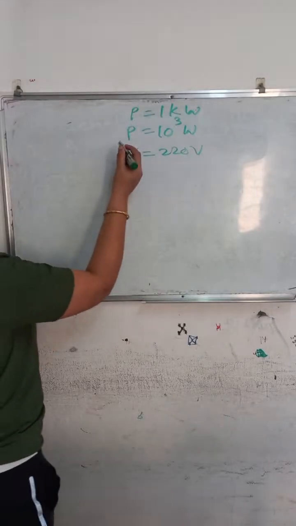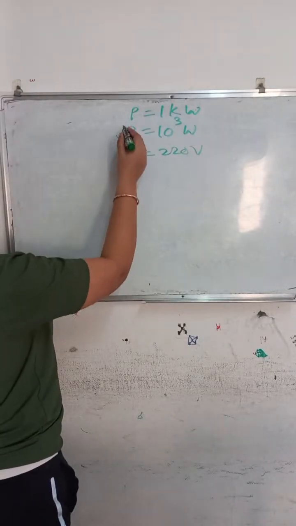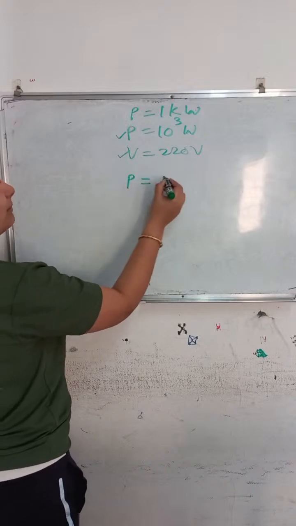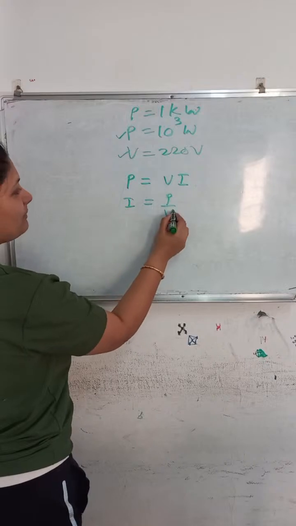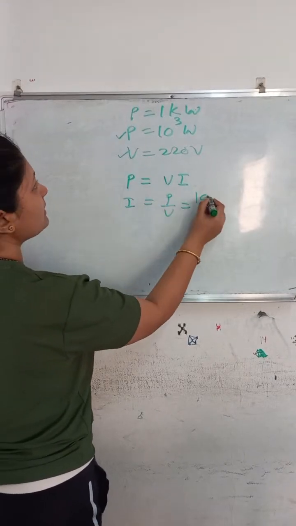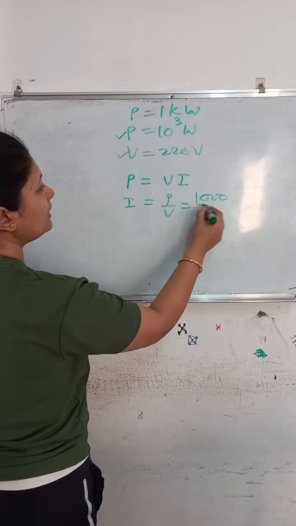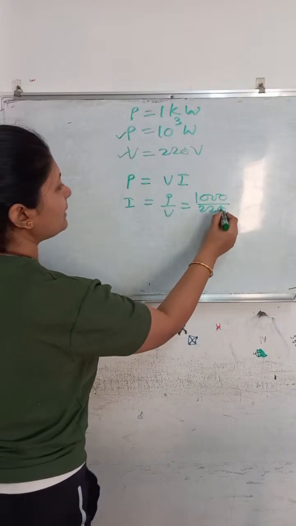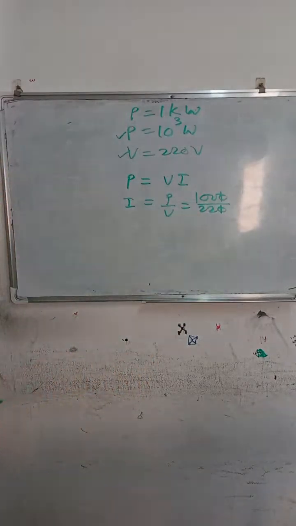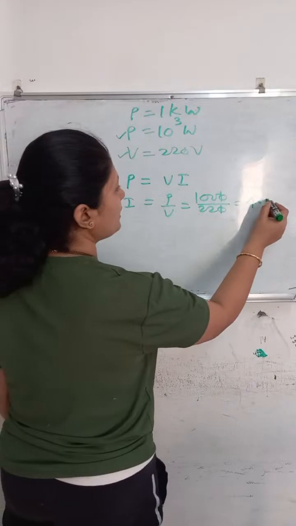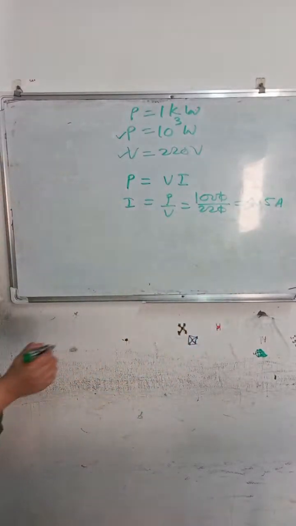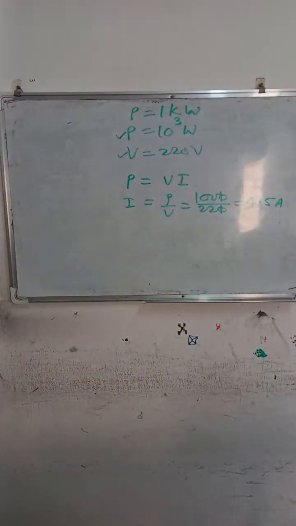So here we know that P is equal to V into I. So I is nothing but P by V. Here P is 10 raised to 3, that is 1000, divided by 220. Now simplify this. After dividing this you will get 4.5 ampere. So the current rating here is 4.5 ampere.